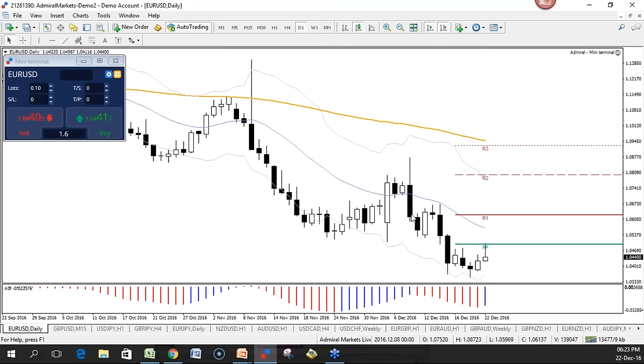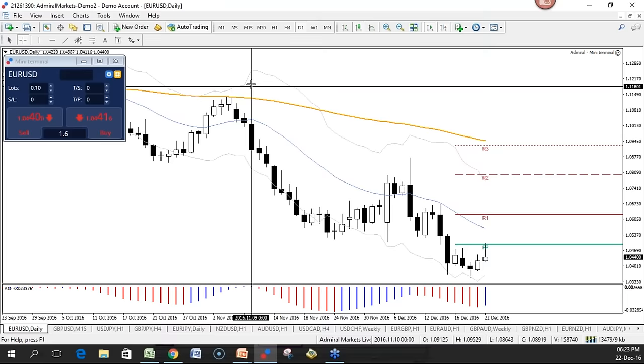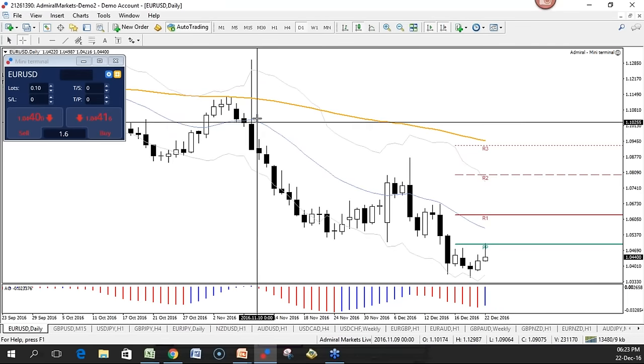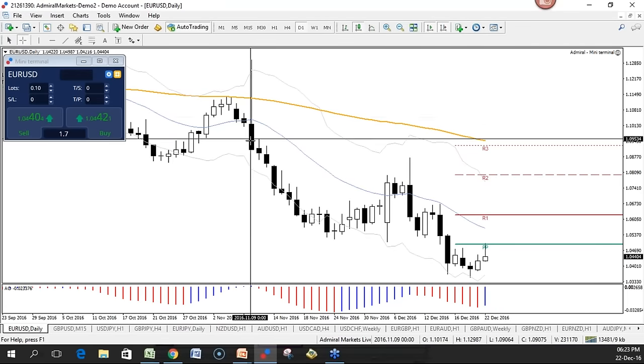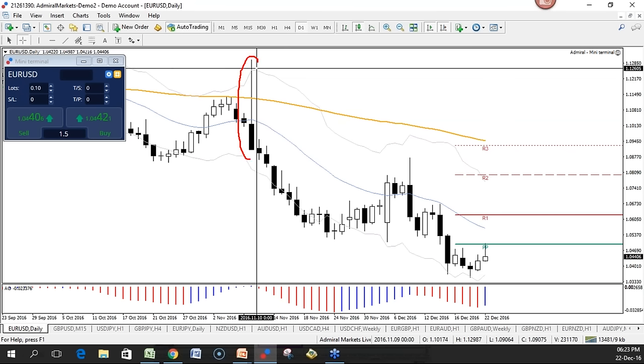So, euro dollar. Basically, when we look at these candles, as daily candles, this is an obvious reversal candle: big wick, strong close near low. So that's already an indication that this candlestick pattern will start a bearish drive, a bearish momentum. And all these candles confirm that.